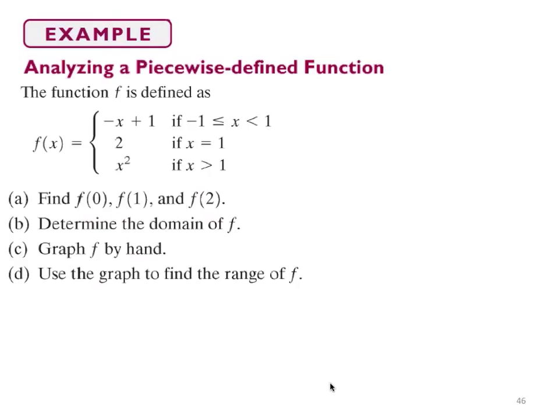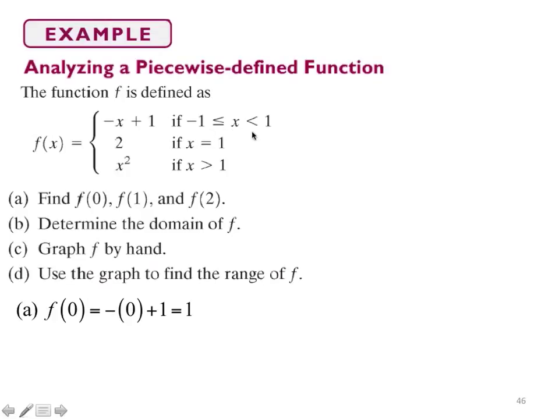Okay, if we have this piecewise function here, that means that the function f is defined differently based on the values for x. So, for example, if x is between -1 and 1, then we're going to use this first function. If x is equal to 1, then we're going to use the second function. And if x is greater than 1, then we're going to use this third function. So if we want to find f of 0, that means that we take 0 and we plug it in for x.